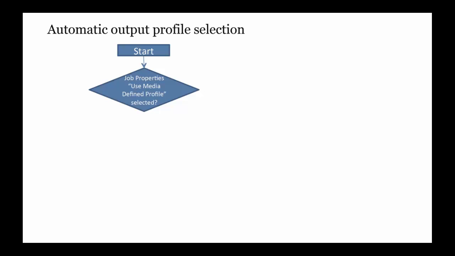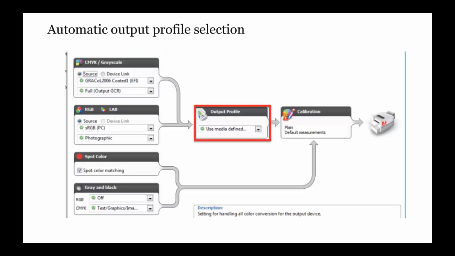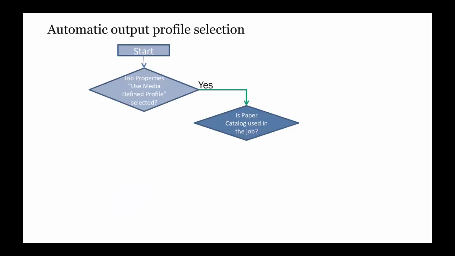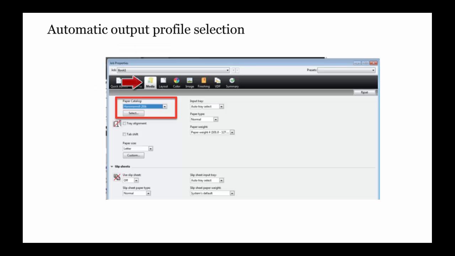The first thing we find out is if in the job properties, Use Media Defined Profile is set for my job. If we set this in the server defaults, Use Media Defined, then I'll always get this for all my jobs. If Use Media Defined Profiles is set for the output profile, the next thing we need to find out to determine which output profile will be used is to find out if the job uses Paper Catalog. Paper Catalog is accessed in the Media tab of the job properties, and it's a very easy way to set many characteristics of my media, including the paper type, weight, and size.